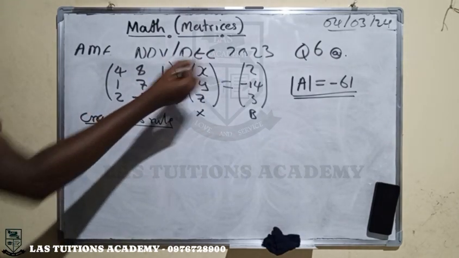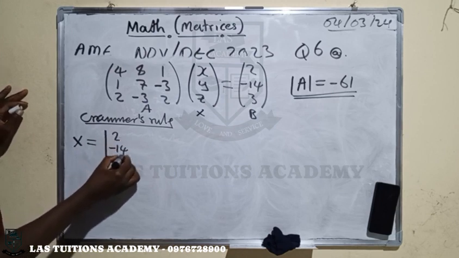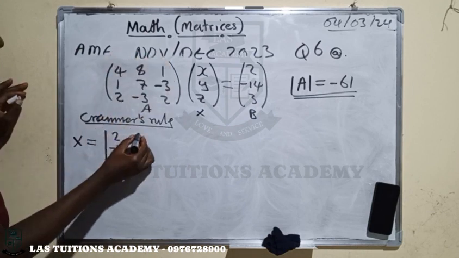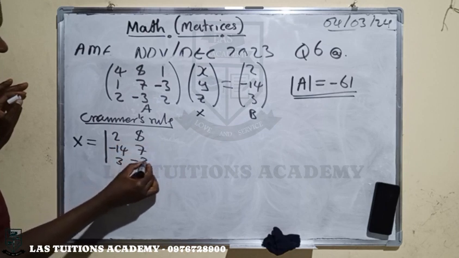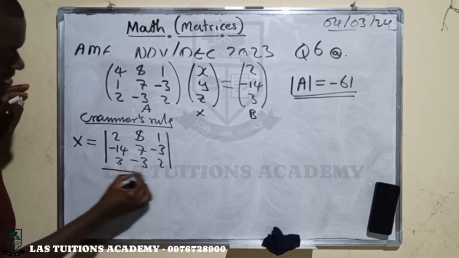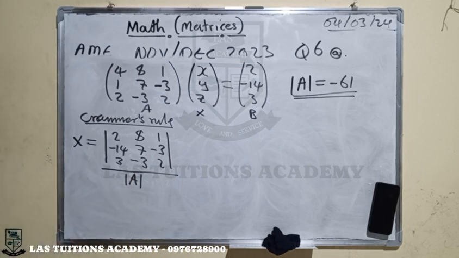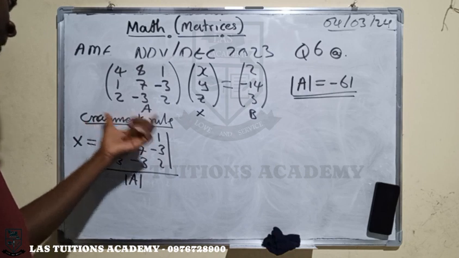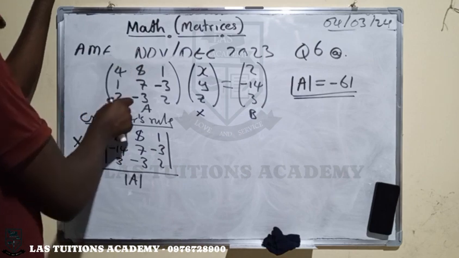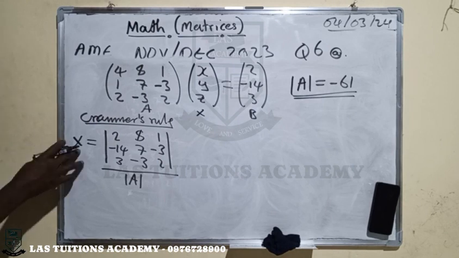So let's see what we are doing. We're going to have 2, -14, 3. We are replacing this whole column here, then everything else remains: 8, 7, -3, 1, -3, 2. Then this we are saying over the determinant of A. So we are finding the determinant of this new matrix divided by the determinant of A. This new matrix, where there is the first column, you replace with B. That is when you are finding x.